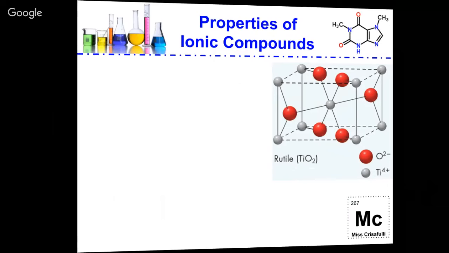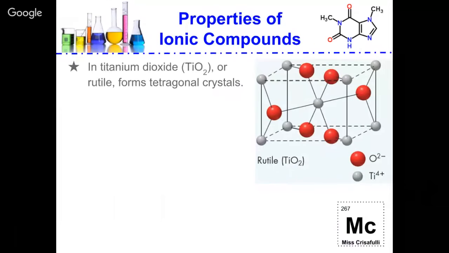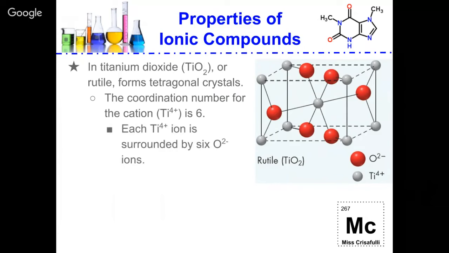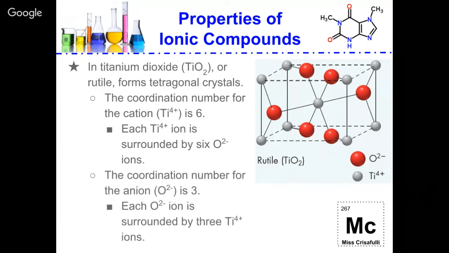For an example like titanium dioxide, it forms tetragonal crystals. I do not know how to pronounce these sometimes. And so the coordination number for the cation Ti4+ is 6, and each Ti ion is surrounded by 6 O2- ions. So the coordination number for the anion O2- is 3, and that's because each O2- ion is surrounded by 3 Ti4+ ions.